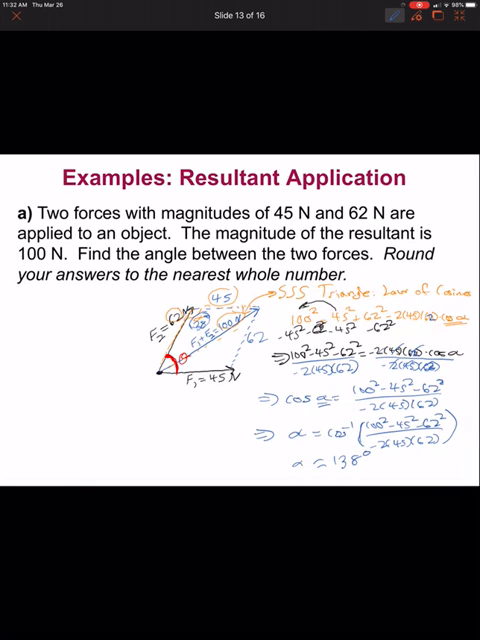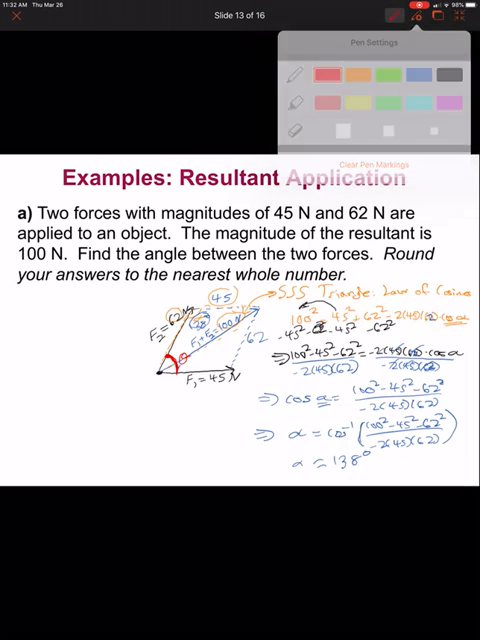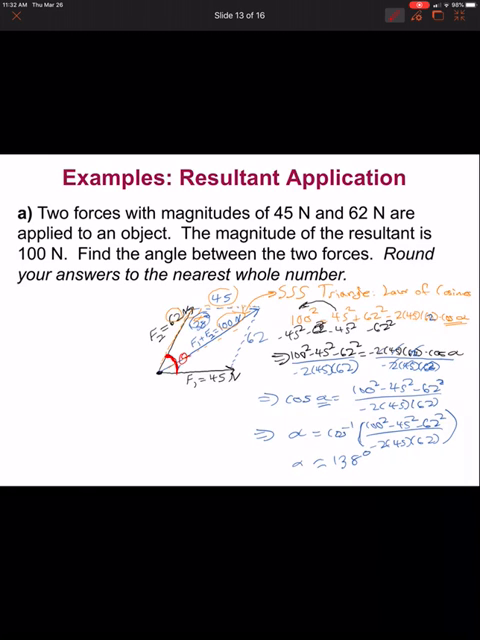Now we know this angle. So theta, which is what we were looking for, I've got in red. We know in a parallelogram, any two consecutive angles sum to 180. They're supplementary. So theta is going to equal 180 minus 138. What is 180 minus 138? That's 42 degrees. So there's the angle measurement between the two force vectors. The angle between F1 and F2 is 42 degrees.